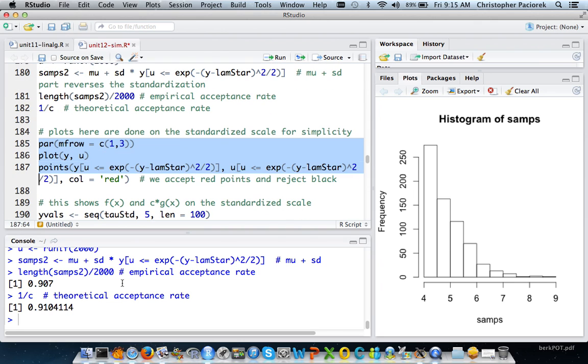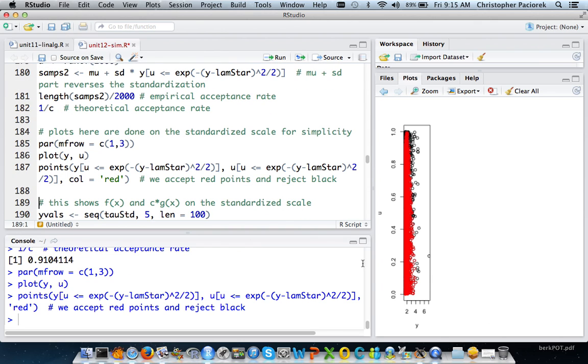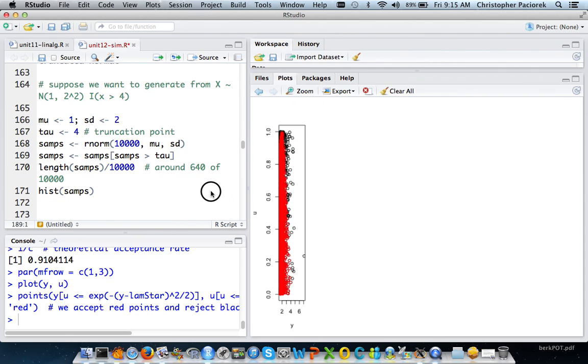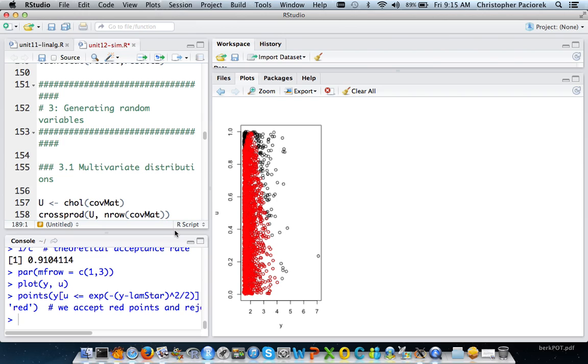And the main thing I wanted to show was just some plots of this, so we can get a little bit more of an intuitive sense of this. So the red ones are the ones that are accepted, and the black ones are the ones that are rejected. This is on the scale of that uniform random variable that I had to draw to decide whether or not I was above the density or below the density relative to the envelope. And you can see that I'm accepting most of them. But once I get further out in the tail, I'm actually rejecting most of them.